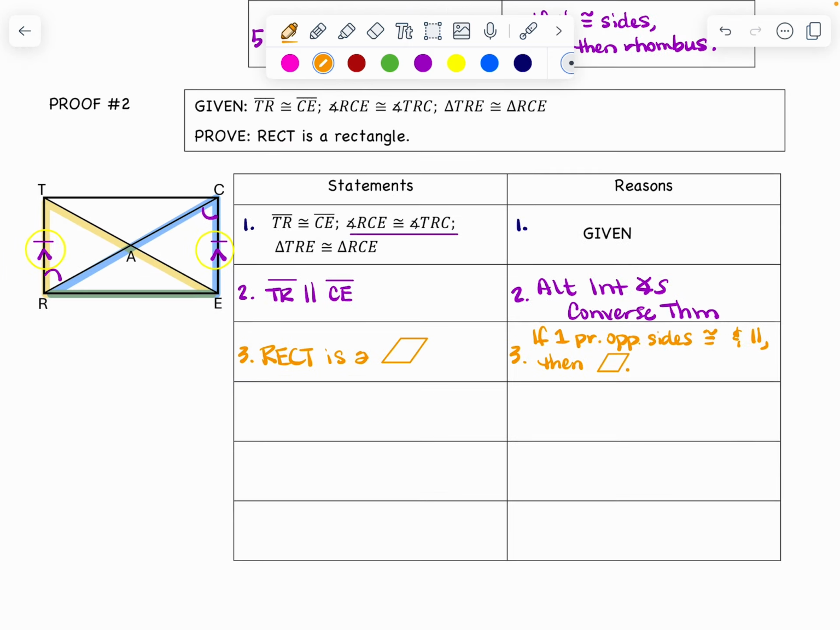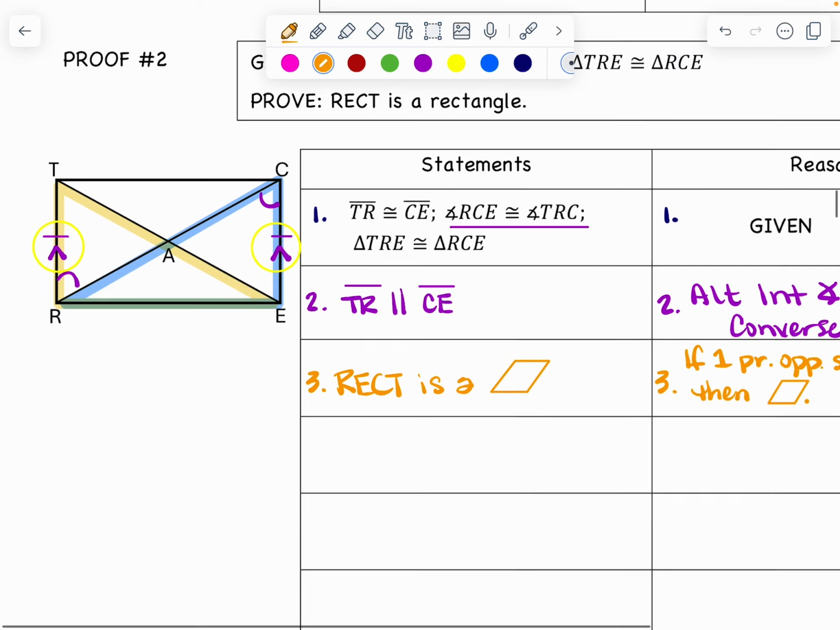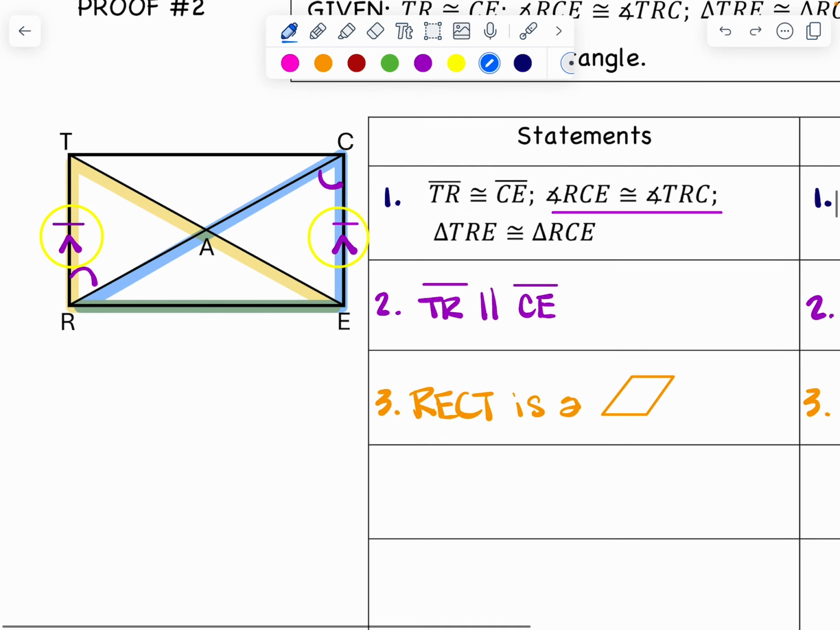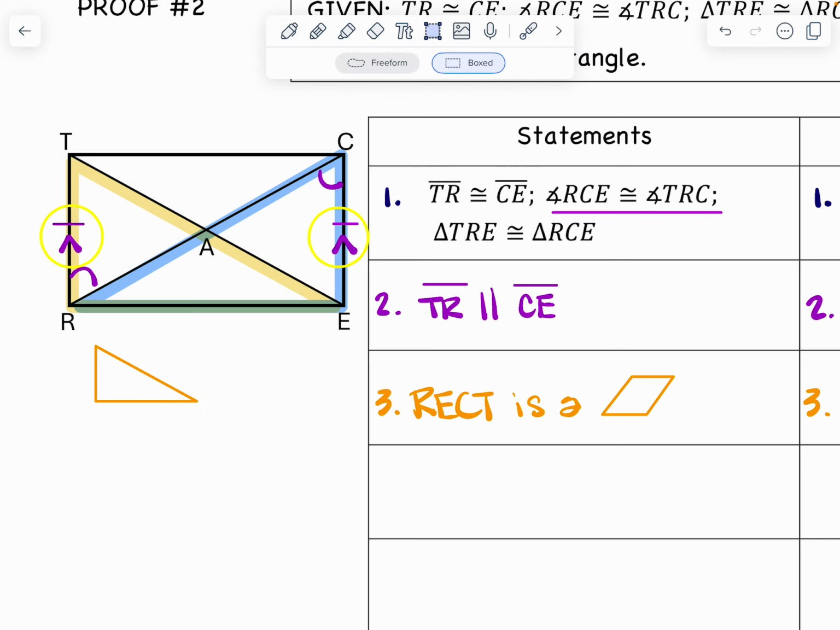All right, so we know he's a parallelogram. So all those 5 properties of parallelograms are holding true. Now we just need to prove that it is a rectangle. Okay, well, we haven't used our third given yet, that we have congruent triangles. Well, remember, anytime you have congruent triangles, you're probably going to be using CPCTC, right? So let's look at our 2 triangles, right? You don't have to do this, of course.